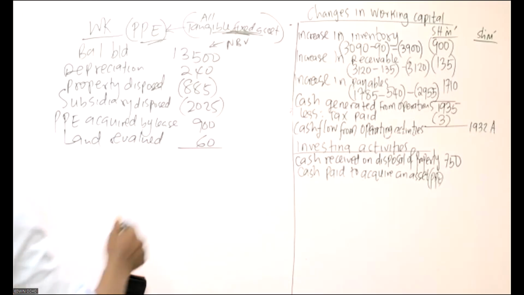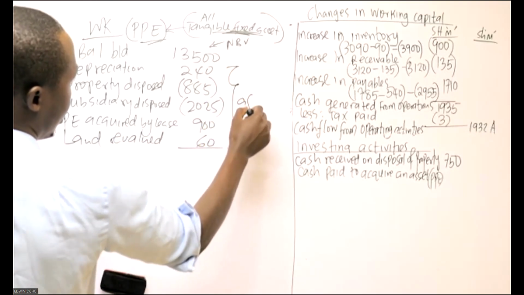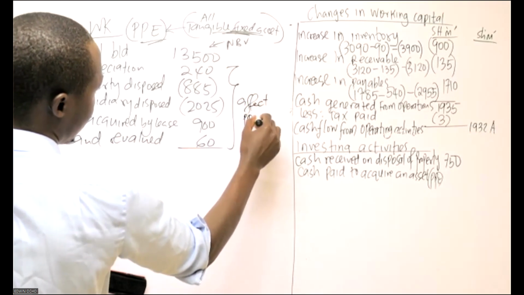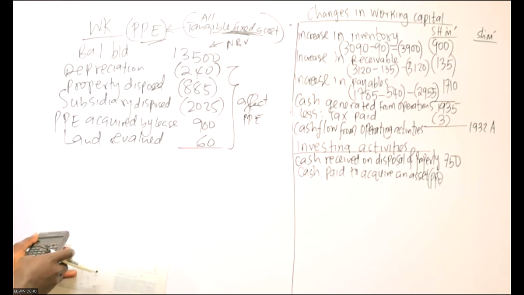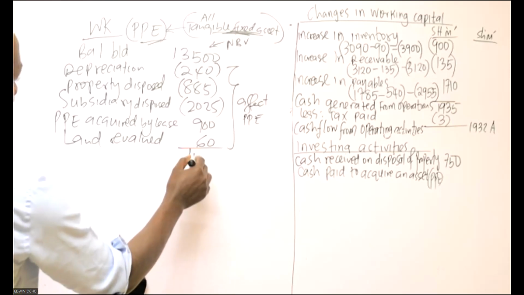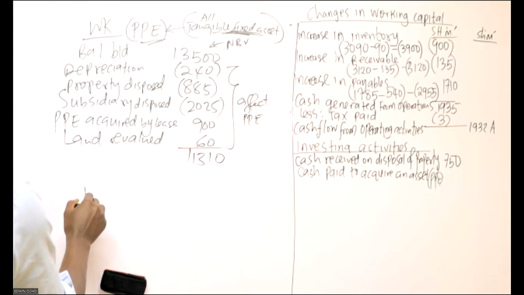Up to that point, all of this affects PPE according to this question. So 13,500 minus depreciation 240, because depreciation reduces the value of the asset, minus 885, minus 2025, plus 900, plus 60. So this is 11,310. Now you compare with the balance carried down.